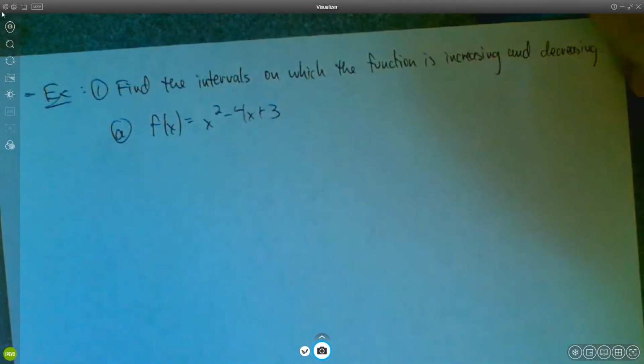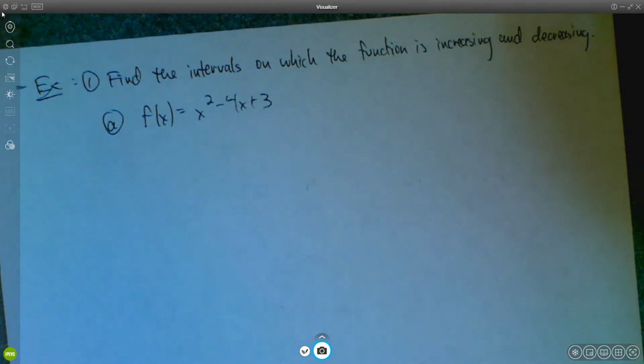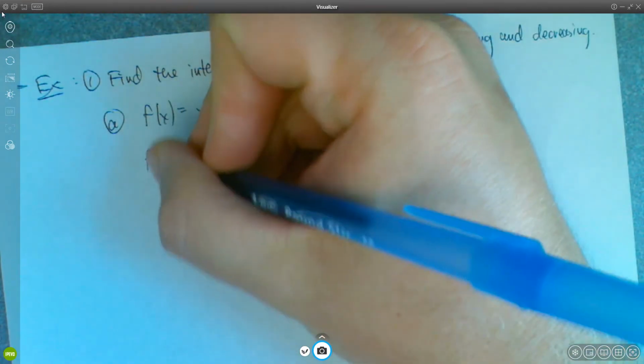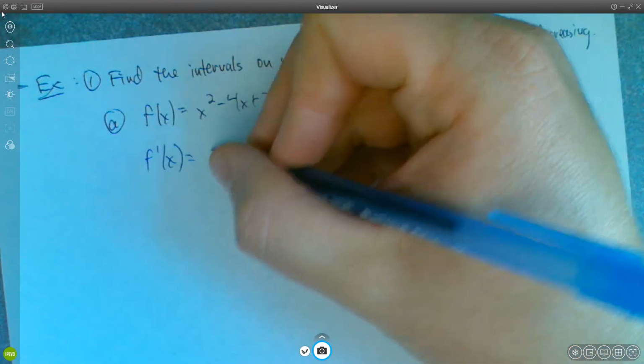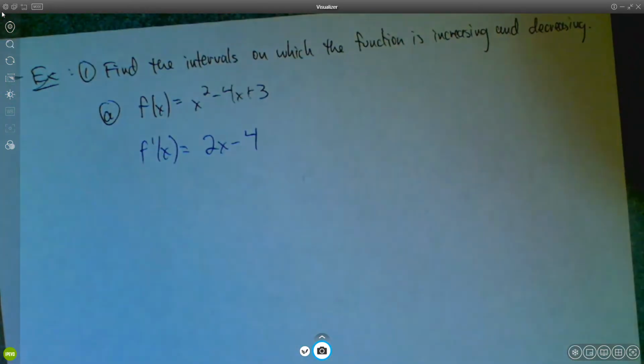So using calculus, we would use that theorem we just talked about. We're going to calculate the derivative, and then figure out where the derivative is positive and where it's negative. That'll tell us where the function is increasing and where it's decreasing. So f prime of x is going to be 2x minus 4, right? And now we want to know where 2x minus 4 is positive and where 2x minus 4 is negative, right?